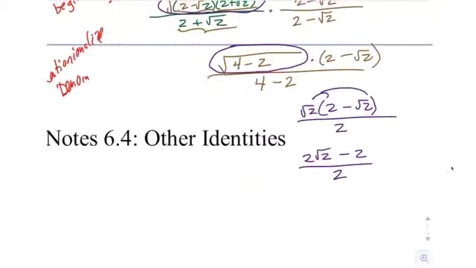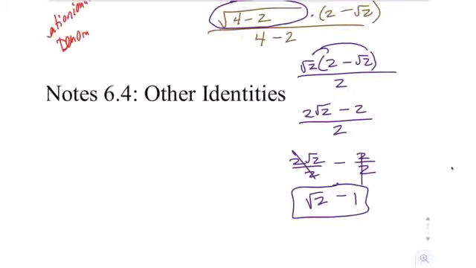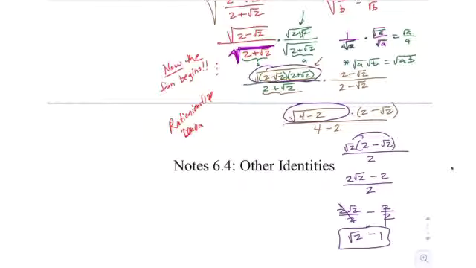And now I can split it up, 2 square root of 2 over 2 minus 2 over 2, and good things will happen. We get the square root of 2 minus 1. And wasn't that worthwhile, doing all of that wonderful radical algebra to get down to something that's so beautiful? Square root of 2 minus 1. And that's tangent of pi eighths.